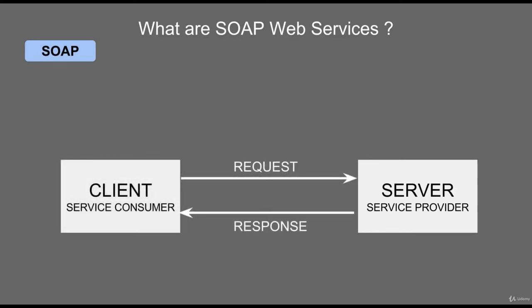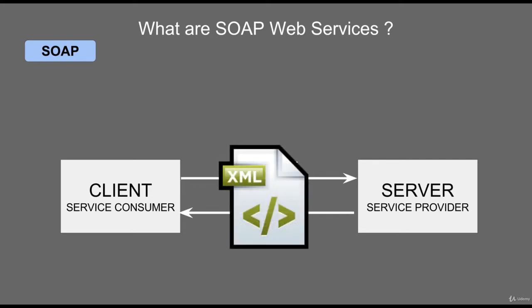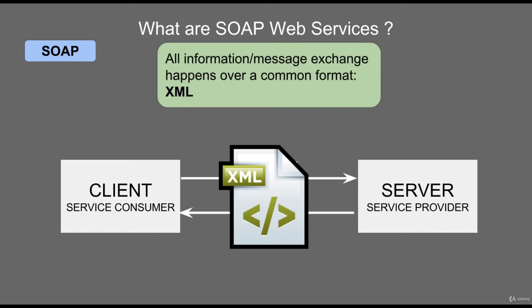We know the client server concepts, and we know that there has to be a service provider and a service consumer, and they talk to each other with the help of web services. Now the SOAP protocol says that all the exchange of data or message or information between these two applications has to be in a common format, and in case of SOAP it has to be XML. So all the information and message exchange has to occur over a common format, and the common format that SOAP uses is XML.